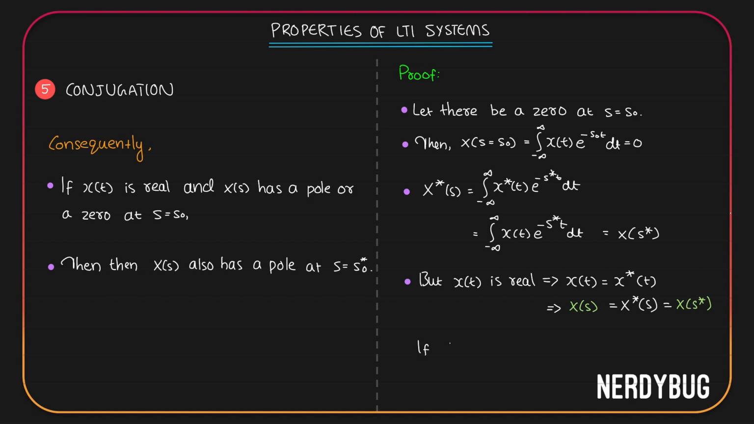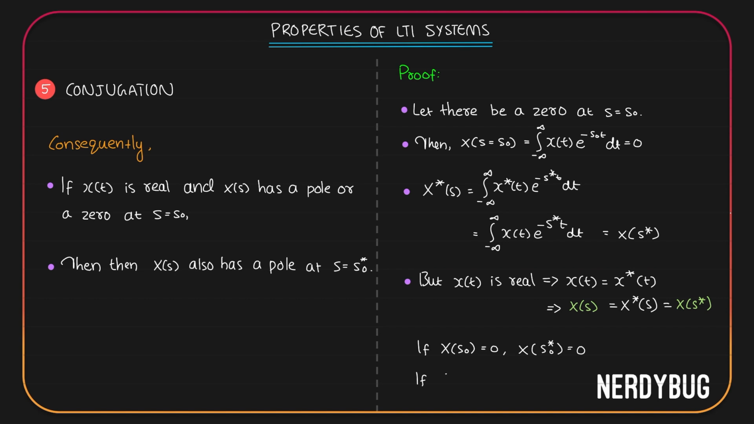Let's write it down. If x of s at s naught, x of s naught is equal to 0, then x of s naught conjugate is also equal to 0. Why? Because x of s is always equal to x of s conjugate. So if x of s naught equal to 0, then it has to be equal to x of s naught conjugate. Now x of s naught conjugate is 0, which means at s naught conjugate we have a 0.